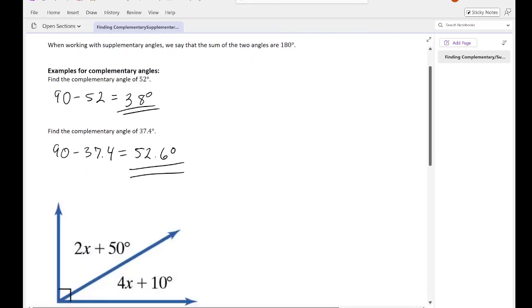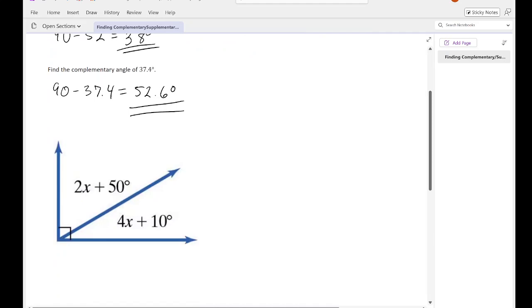Now, what if we have something a little bit more difficult, like this, where we are given the degree measurement for both of these angles as an expression with variables? With variables, it's probably going to be awful. It's actually super easy. Think about it like this. If I take this angle measurement and this angle measurement and add them together, I'm going to get 90 degrees because it's a right triangle, and we're dealing with complementary angles. So all I have to do is add them together, and I get 90.